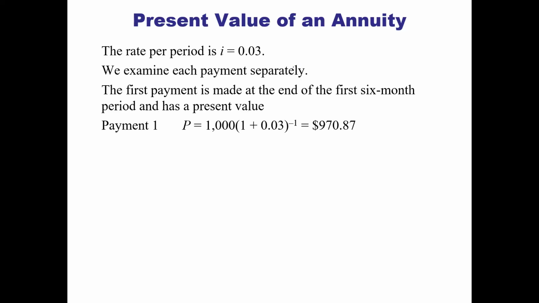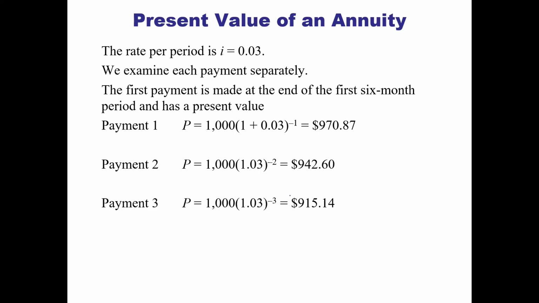So what we're going to do is, first payment basically, we're taking a 1,000 times the 1 plus i to the negative n, where n is 1, so it's going to give us $970.87. Now plugging in 2 in here, we get 942.60. Plug in a 3, we get 915.14, and then plug in that 4, we get 888.49.